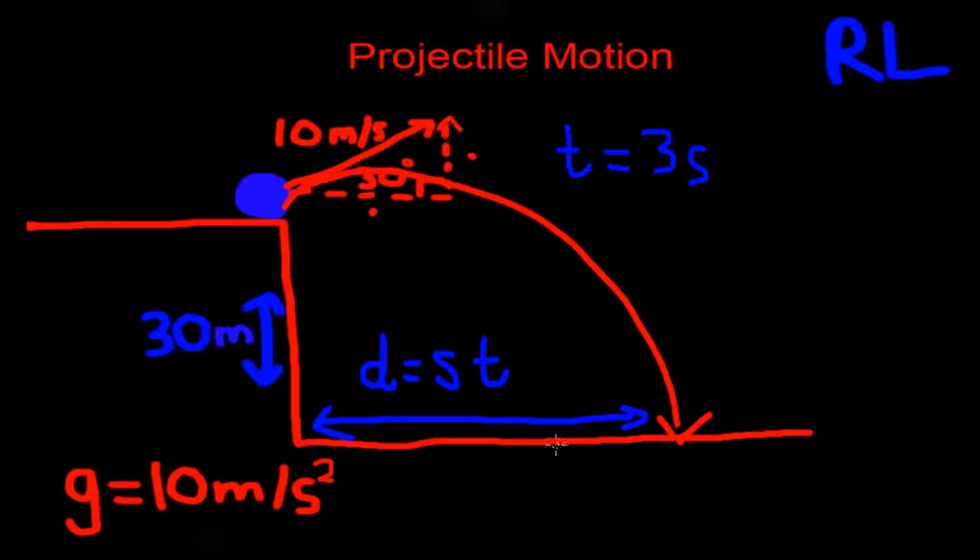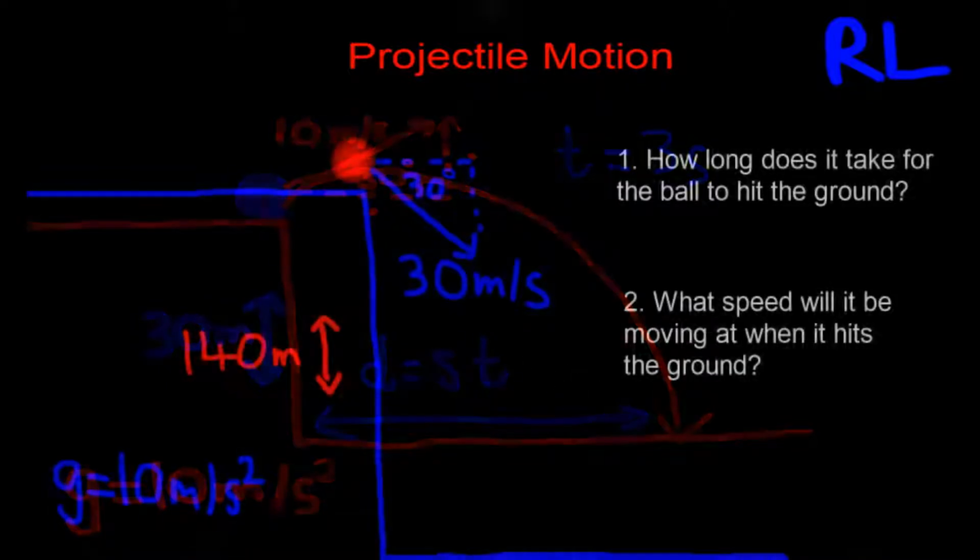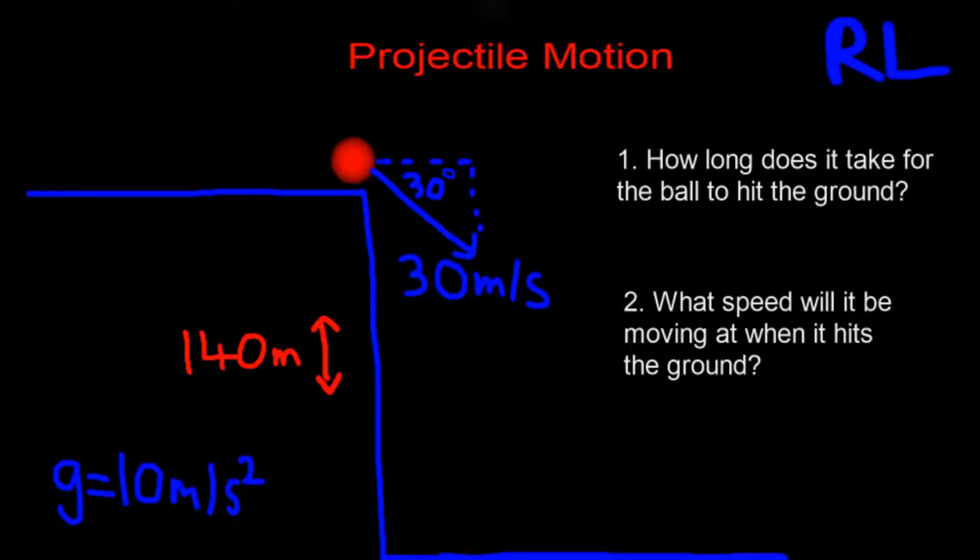But I'll leave that as an exercise for you if you want to try it out, and I'll leave you with this question as homework for this week. So what we've got here is, again, gravity's going to be 10 meters per second squared. This time the ball's being thrown off a 140 meter cliff, and it's being thrown downwards. Again, 30 degrees from the horizontal, this time at 30 meters per second. I want you to find how long it takes for the ball to hit the ground, just like we did in this video. Again, assuming no air resistance. And then secondly, I want you to find what speed the ball will be moving at when it hits the ground. This one takes a little bit more thinking, but give it your best shot.